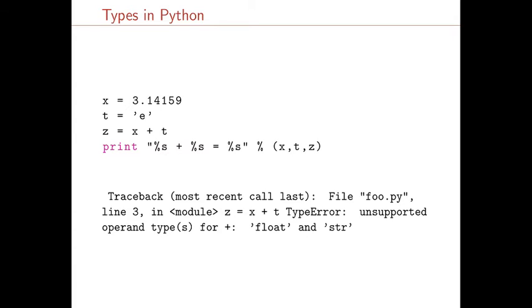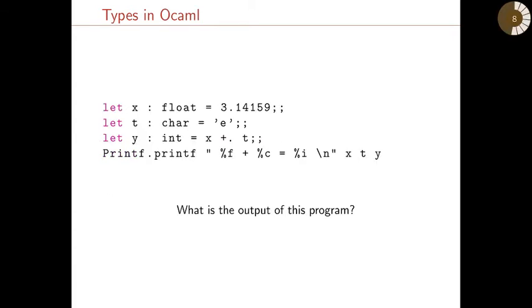Let's look at this same program in a third programming language, here OCaml. Again, we declare x to be a floating point number, 3.14159, t to be a character, e, and y the sum of x and t. What do you think the output of this program will be? Again, I give you some time to think about this and maybe even to implement this on your own computer if you pause this video.